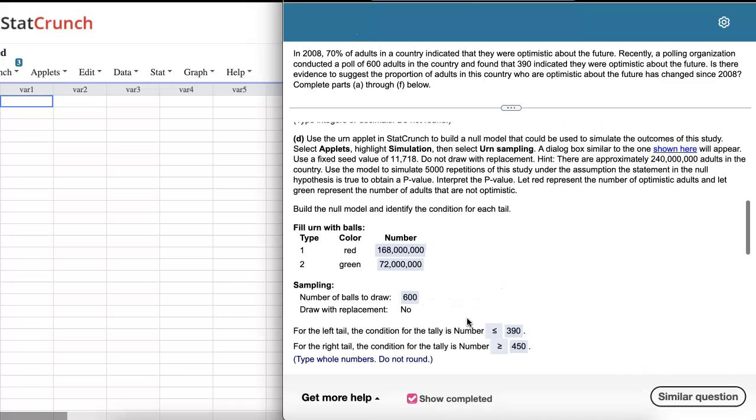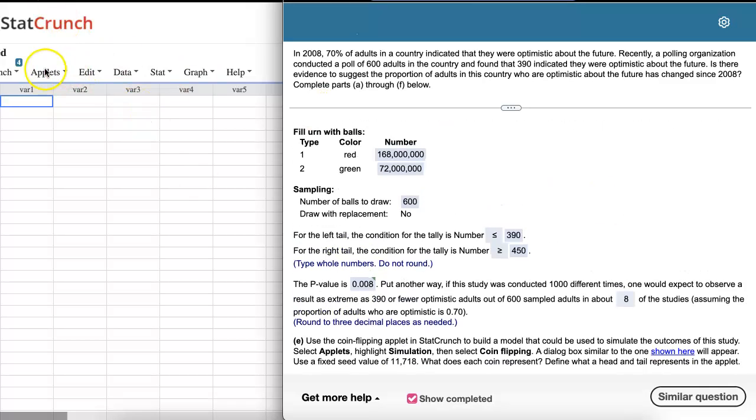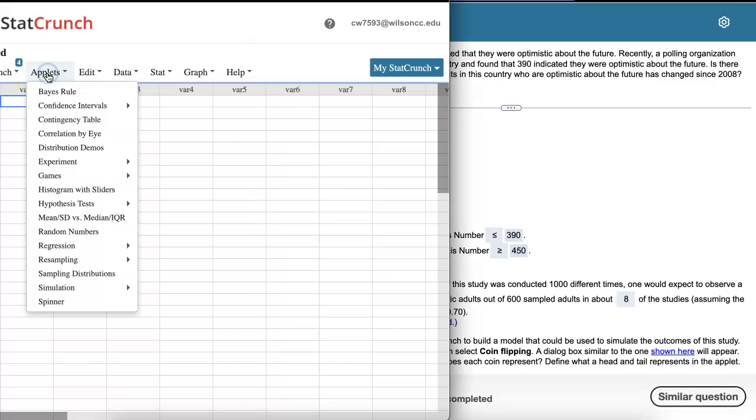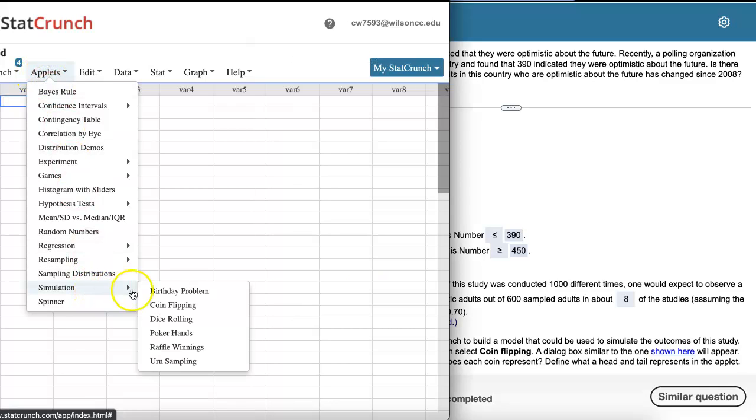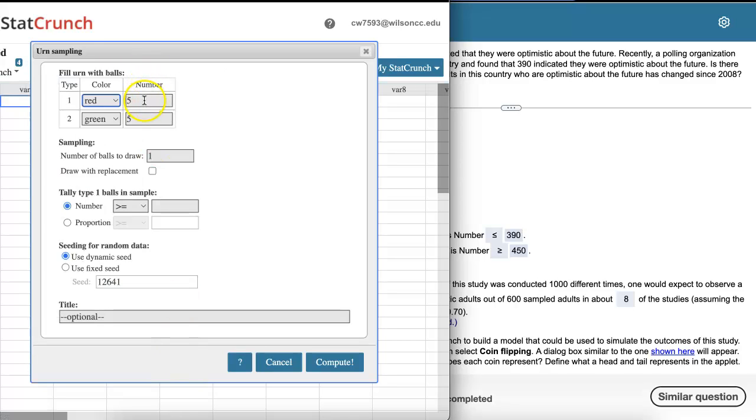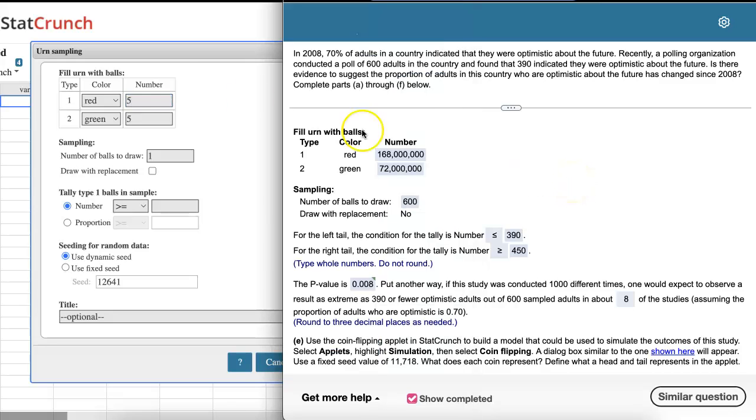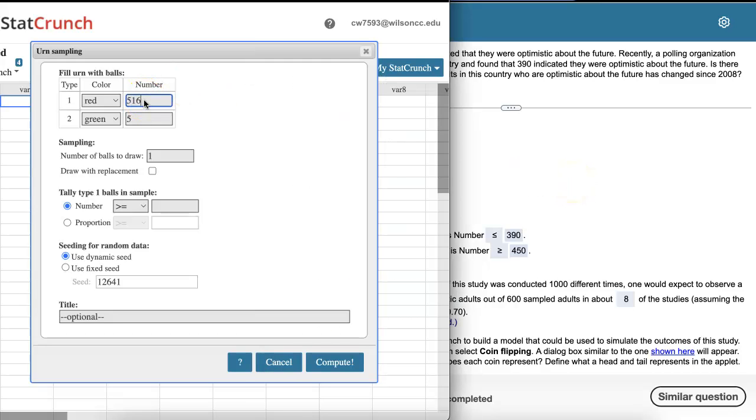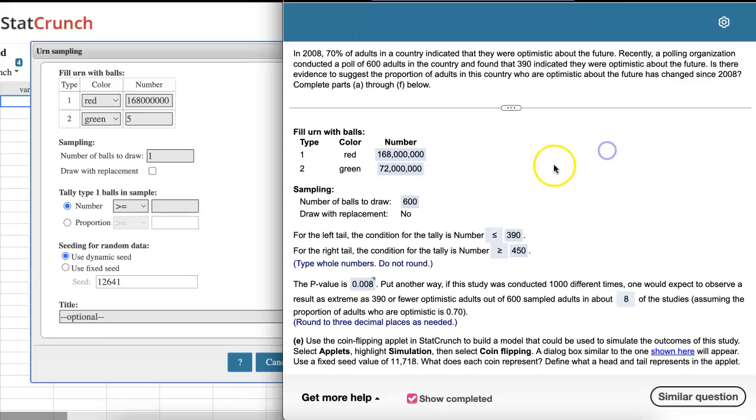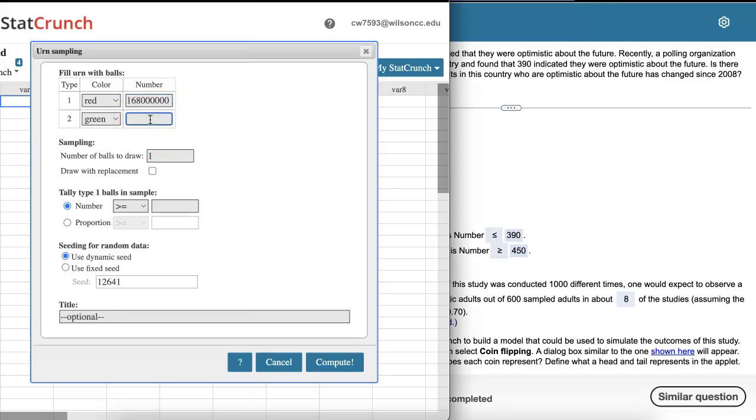And I think next what we need to do is just run the simulation. Okay, so I'm going to start by going to Applets, Simulation, and Urn Sampling. We determined the number of red balls was going to be 420, like this. And then green, we determined that one earlier.